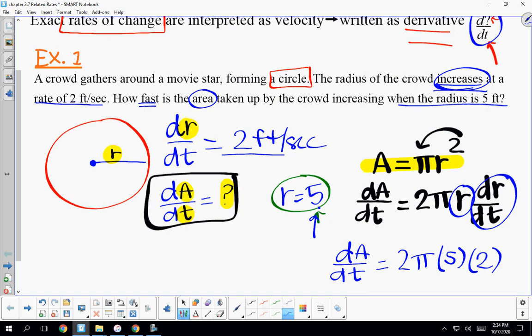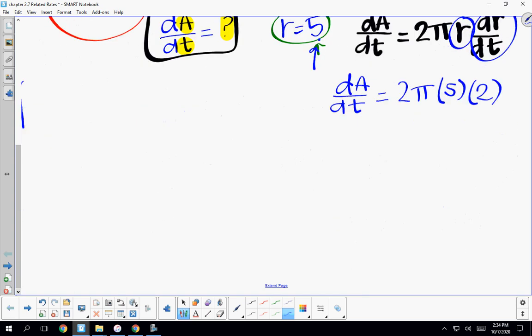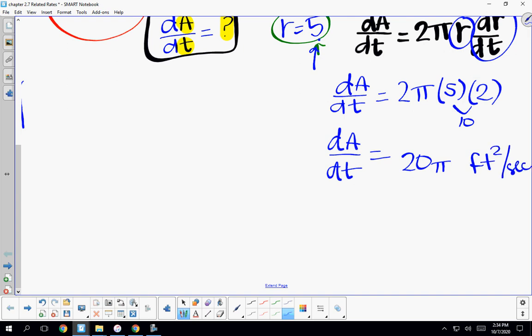And so now we're just simplifying. So I know that the area is changing. In this case, 5 times 2 is 10, and 10 times 2 pi is 20 pi. So the area is changing at a rate of 20 pi feet squared per second. I used a unit squared because this is talking about the speed of the area.